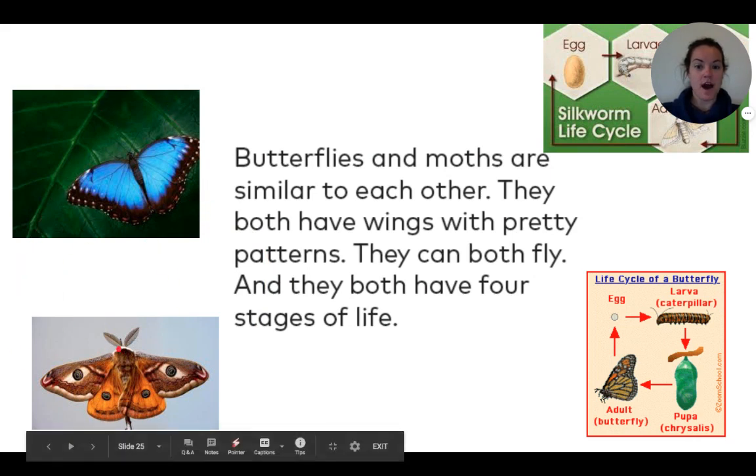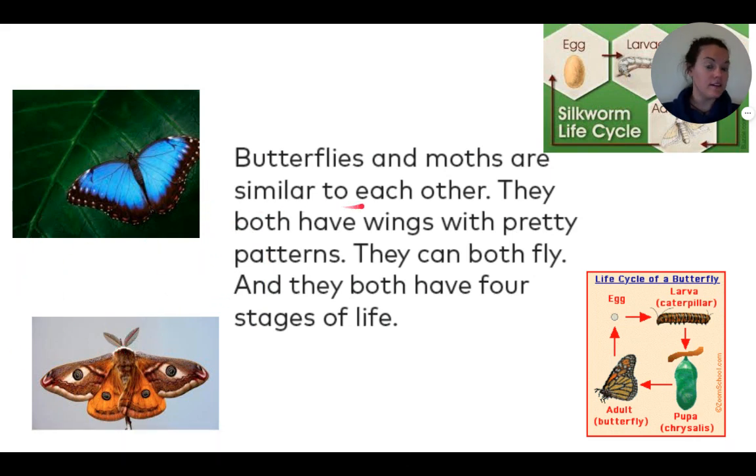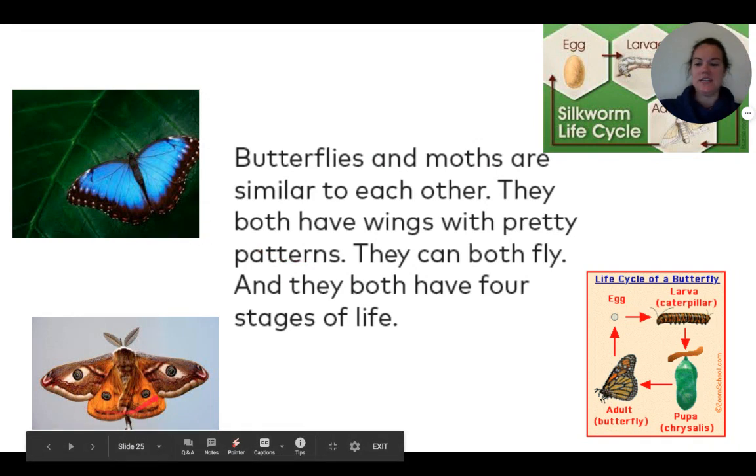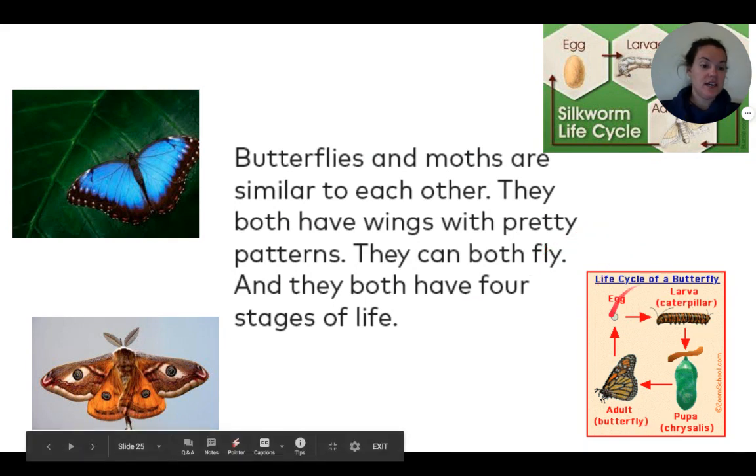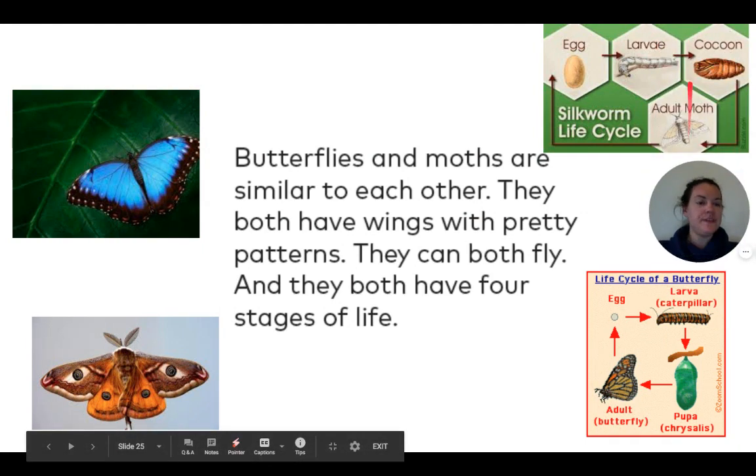Butterflies and moths are similar to each other. They both have wings with pretty patterns. Look at this pretty pattern. Almost looks like an eye. They both can fly, and they both have 4 stages of life. So here is the butterfly life cycle, and here, you can't see it, I'll move it, is the moth's life cycle.